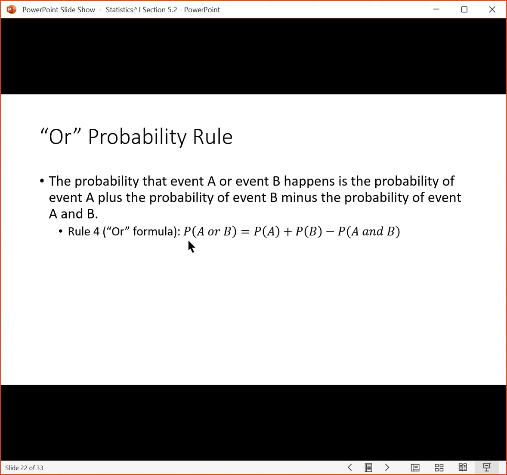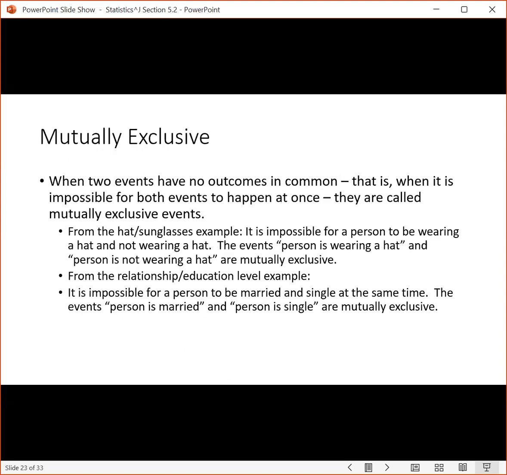If you do have that situation, probability of A or B, you can find the probability of A, add the probability of B, and then minus the probability of A and B to go through and remove the overlap, remove the double counting that you did if you went through and added those up. All right, so when two events have no outcomes in common, that is, when it is impossible for both events to happen at once, they are called mutually exclusive events.